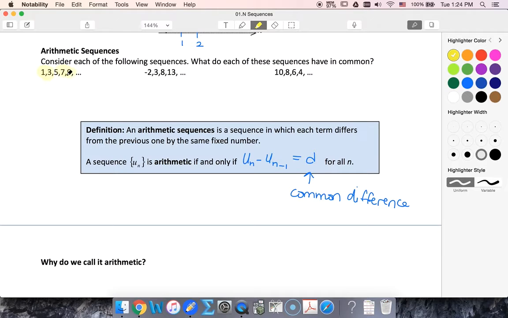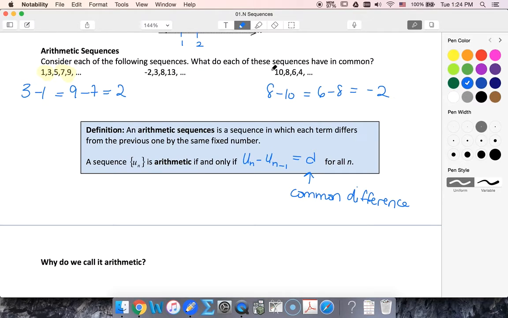So I'm going to look at these. Notice that 3 minus 1 is the same as 9 minus 7, and both of those are equal to 2. So that's my common difference. If I come over here, I can say that 8 minus 10 is the same as 6 minus 8, and that's negative 2. Because this is going down, our common difference was negative.